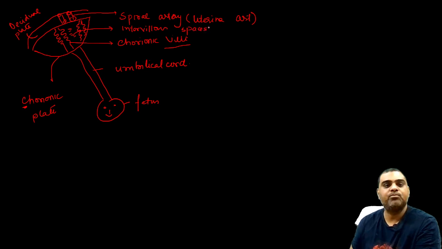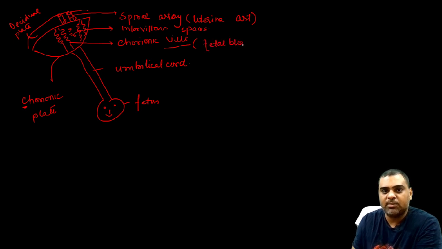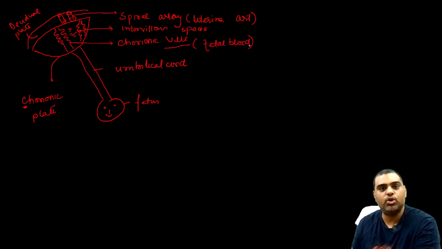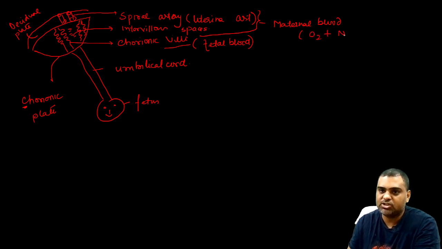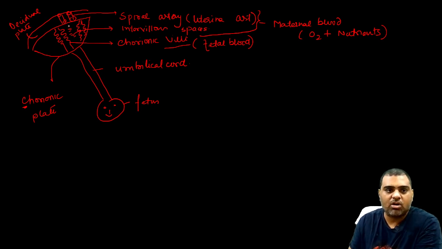Now, in chorionic villi, we have fetal blood. Please understand this very clearly. In spiral arteries and in intervillous spaces, we have maternal blood. And maternal blood contains oxygen plus nutrients.